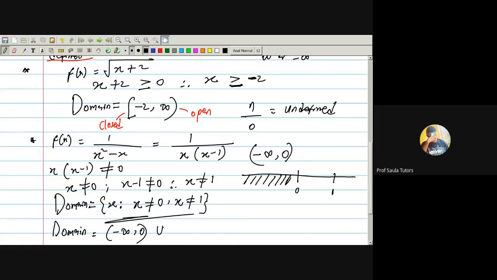Then union, I want to include numbers between 0 and 1. I'll use this bracket, 0, 1. Since I'm using this open interval bracket, it shows that I'm not including 0 and I'm not including 1. Also, you can include numbers to the right of 1. Union, 1, positive infinity. And this is the domain. So you can write your domain this way or this way, whichever way is correct.